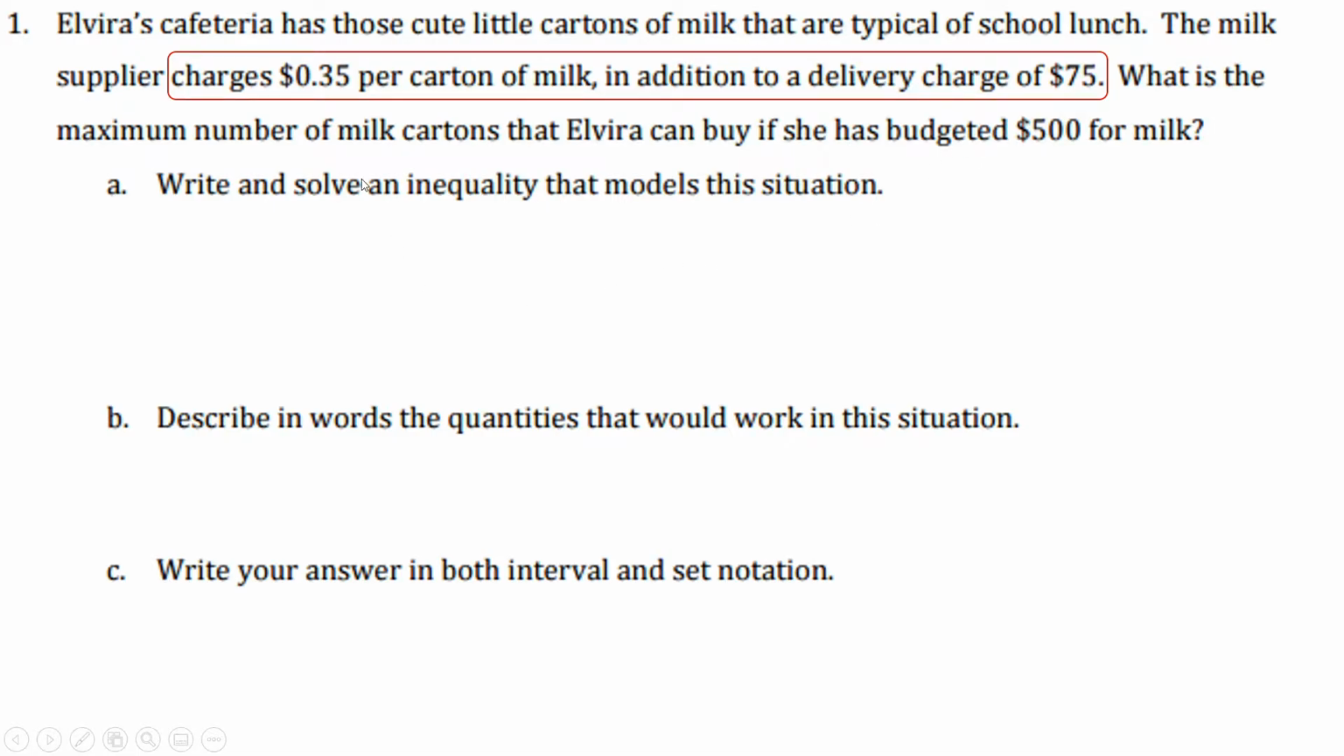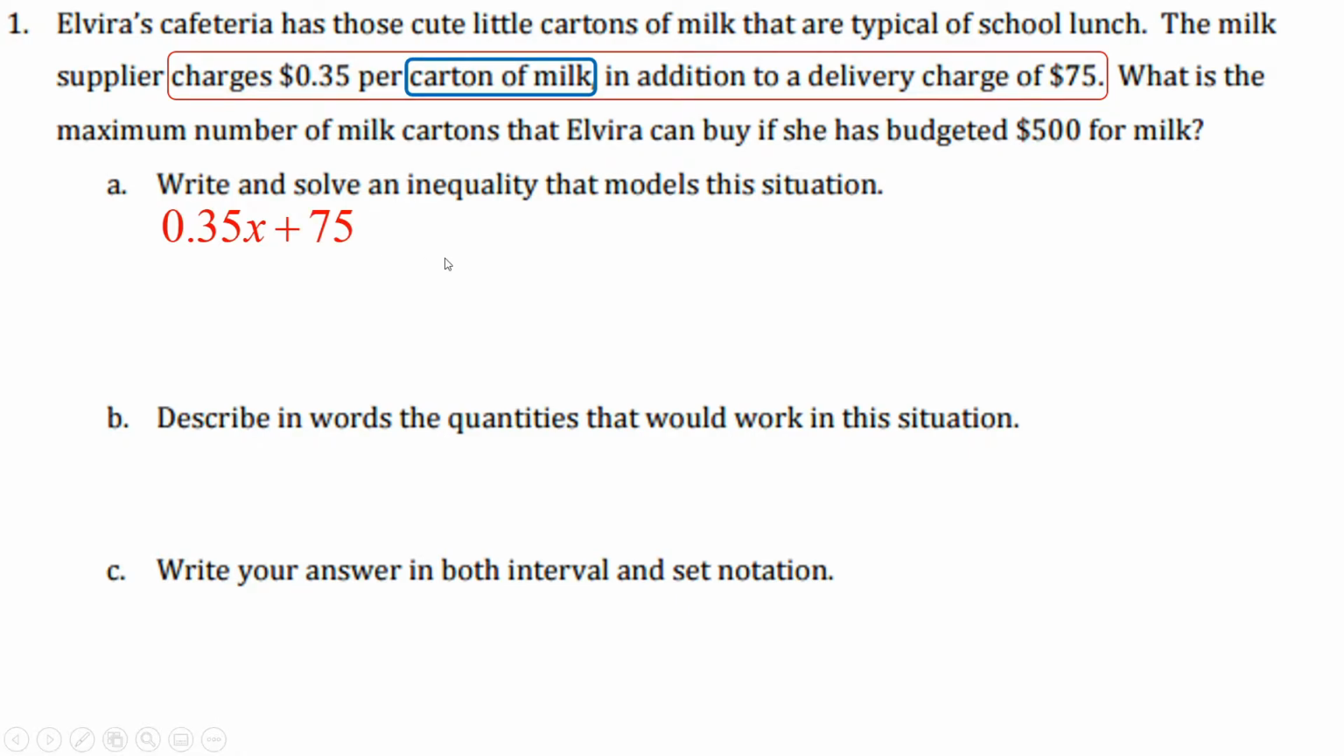The milk supplier charges 35 cents per carton of milk, in addition to a delivery charge of $75. So our job as mathematicians is, can we translate this into an expression? First we need to think, what is our variable? I would say x equals the number of cartons of milk. So 0.35 times x would represent this first part, in addition to a delivery charge of $75. So we need to add to our costs plus $75 for delivery.